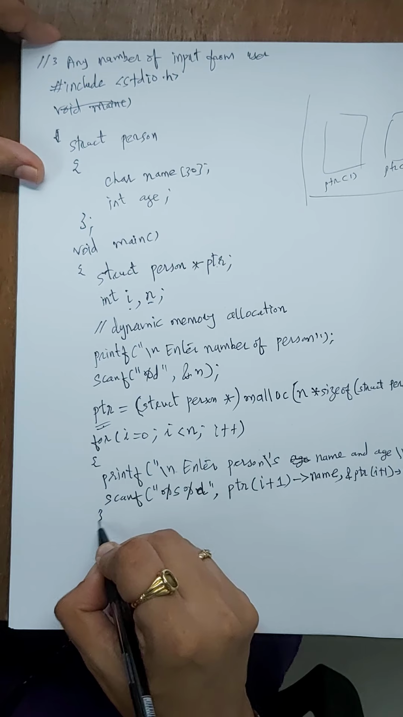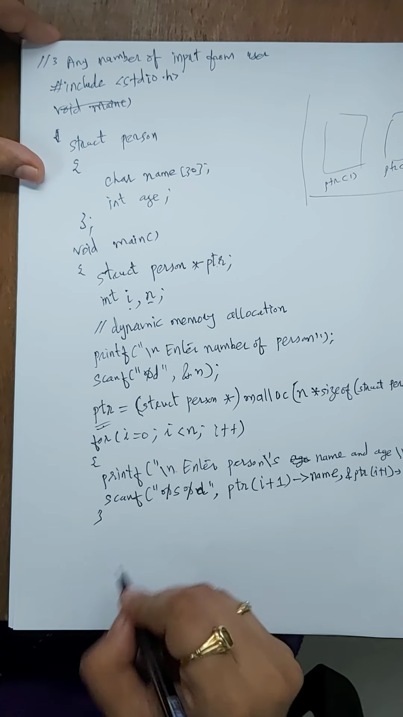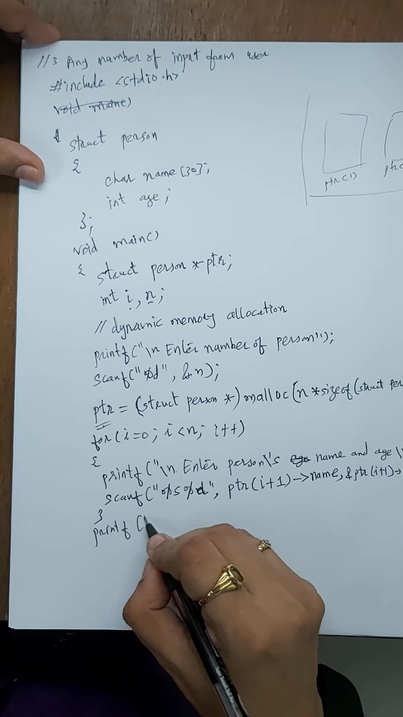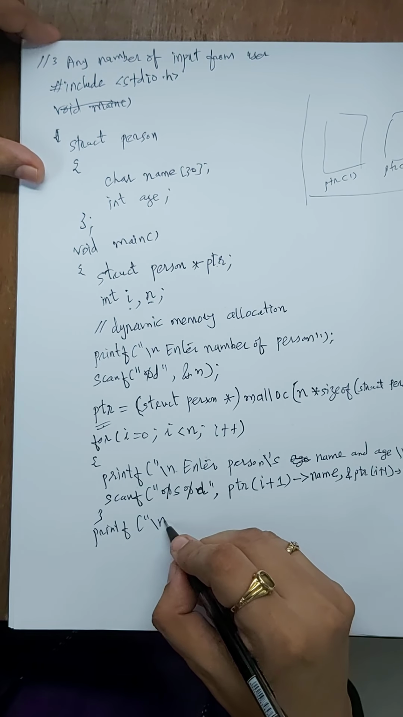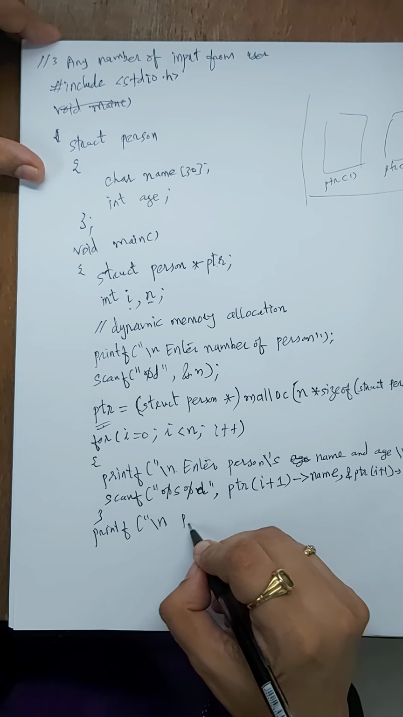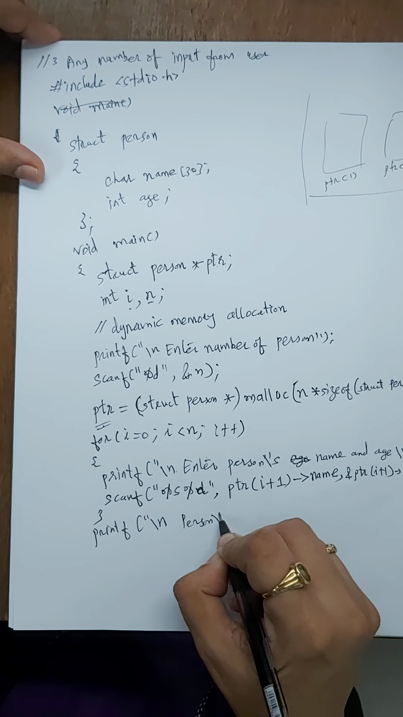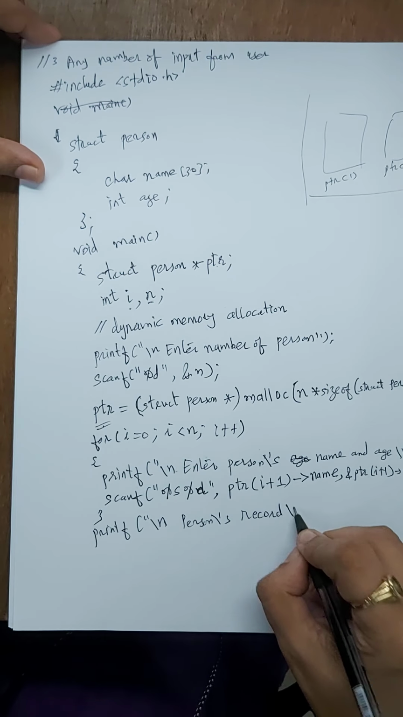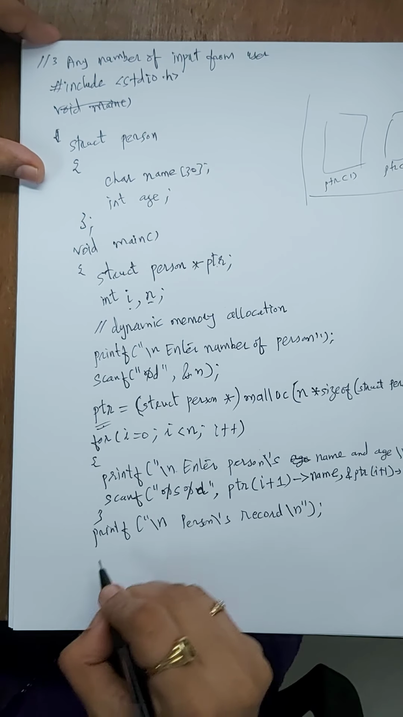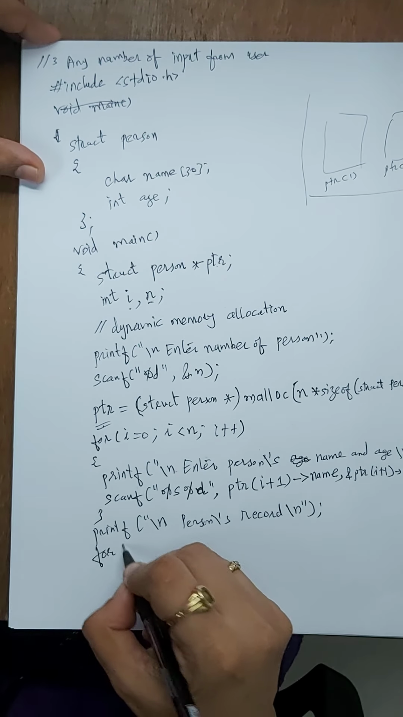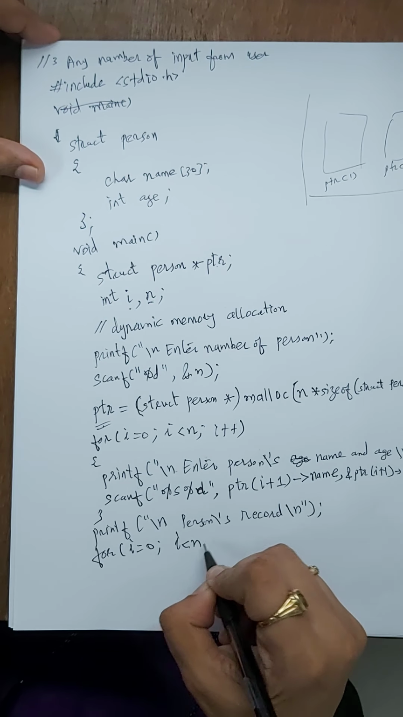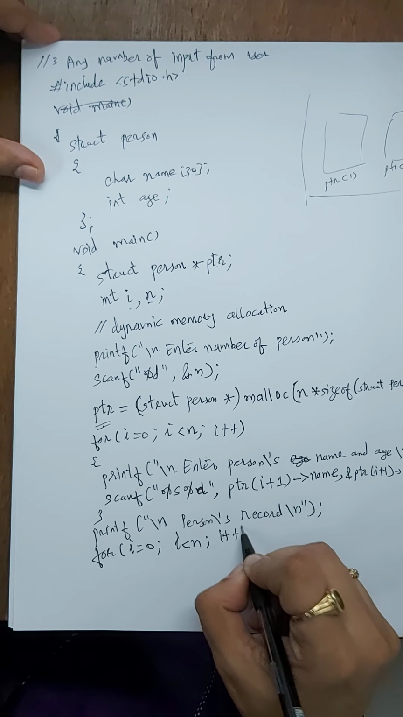So reading is done. Now it is printing. So first we'll write the message: printf new line, persons record, new line. Okay, and here now we'll write the for loop. So for i is equal to 0, i less than n, i plus plus.